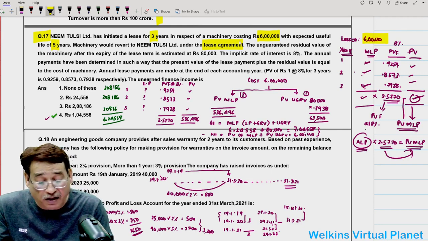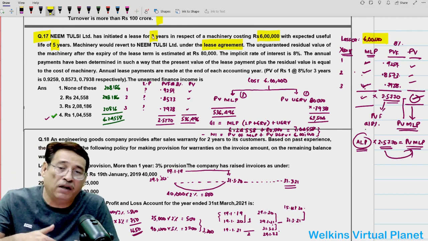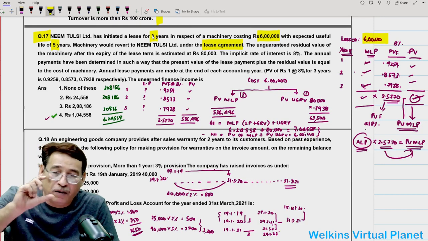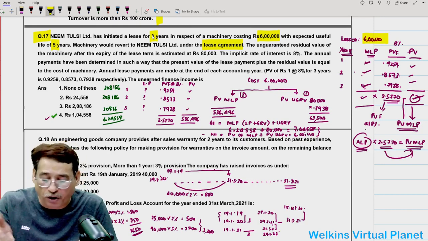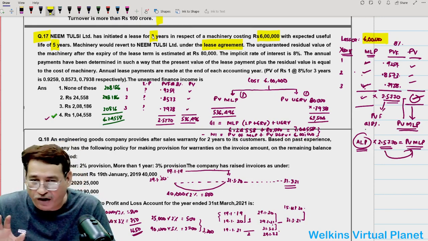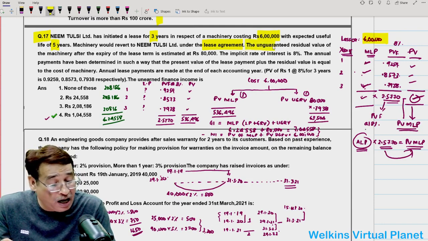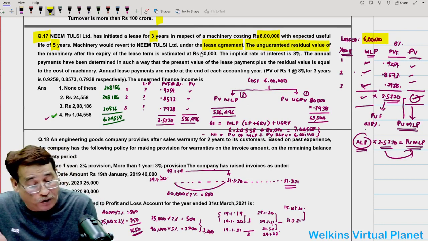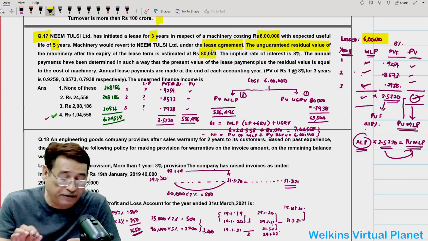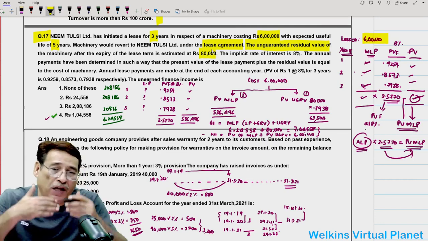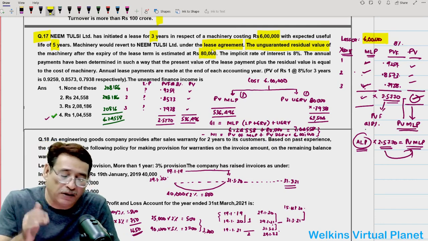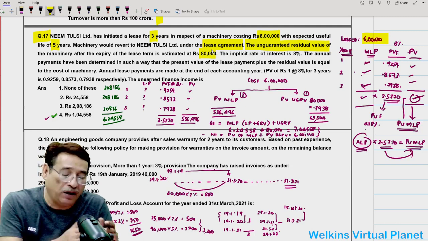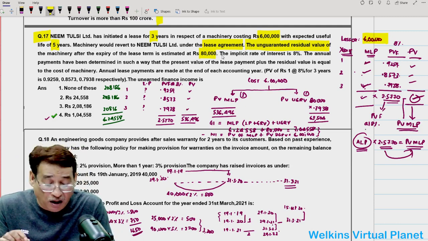Out of the 5 year useful life, the lease period is 3 years. That means the lease period covers the majority of the economic life. So it is a case of finance lease without any doubt. The unguaranteed residual value, you have to note, is 80,000. You know the residual value is divided into two parts, guaranteed residual value and unguaranteed residual value. The unguaranteed residual value is given to you.